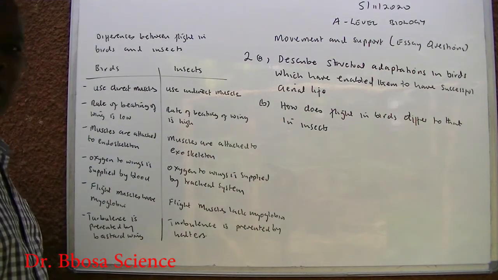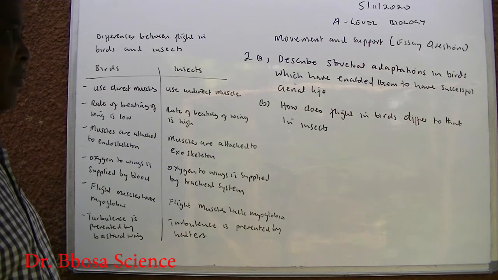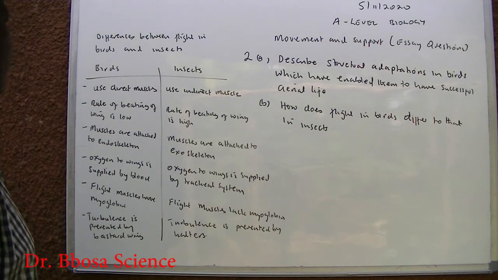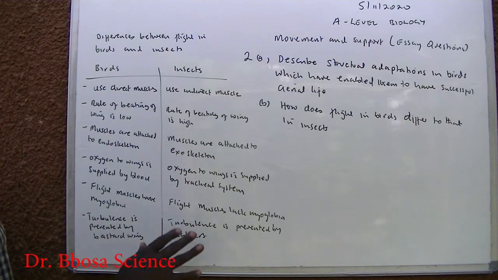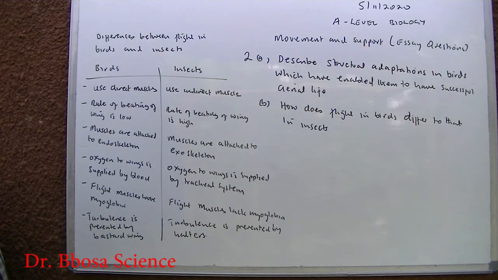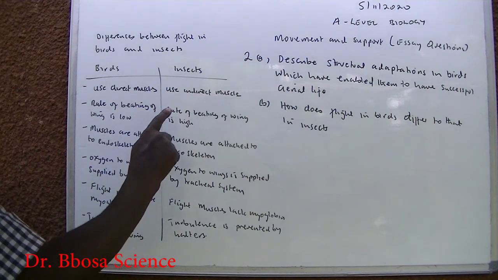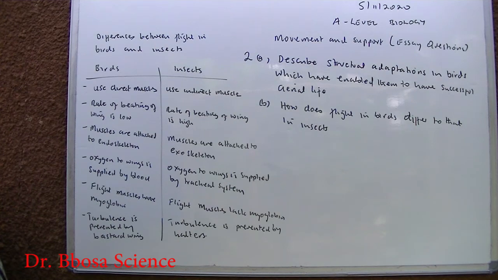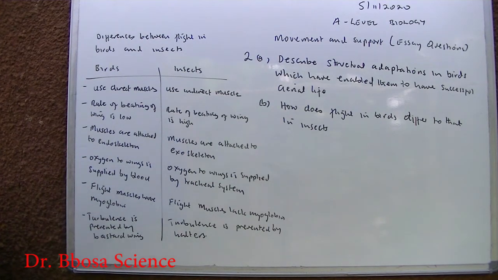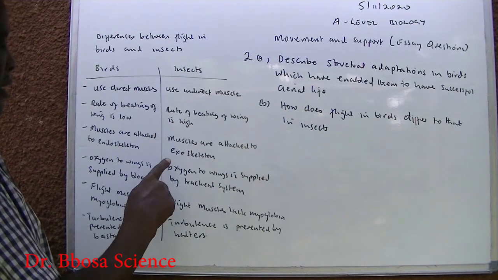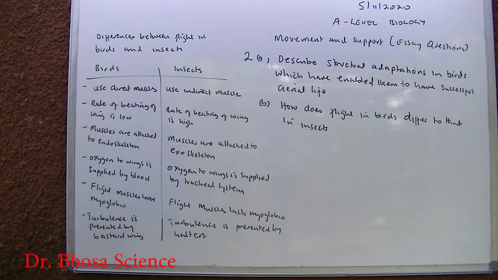2B. How does flight in birds differ from that in insects? So, differences between the flight in birds and insects. Birds use direct muscles, insects use indirect muscles. In birds, the rate of beating of the wing is low. In insects, the rate of beating of the wing is high. Birds' muscles are attached to the endoskeleton. In insects, muscles are attached to the exoskeleton.